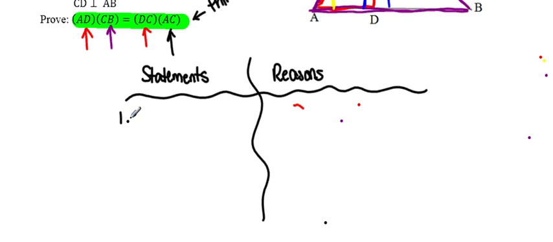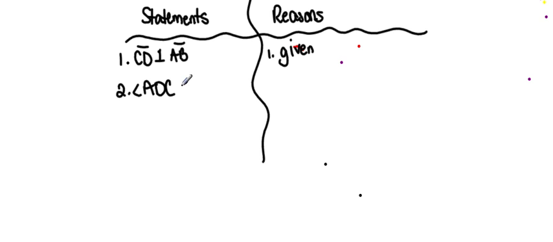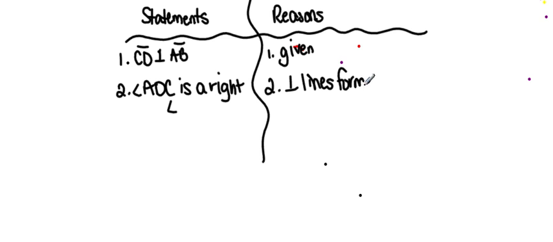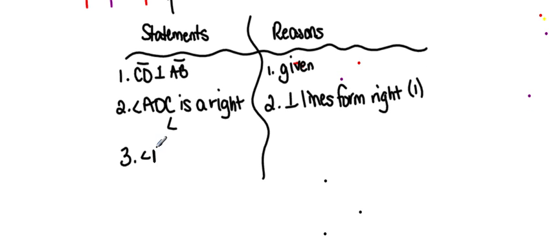All right, I'm going to start out by talking about those perpendicular lines. Those perpendicular lines are what gave me the right angles at point D. So I'm going to go ahead and say that angle ADC is a right angle. I know that because perpendicular lines make right angles. I'm going to cite statement 1, because statement 1 is where I had the fact that those two lines were perpendicular. They tell me in the problem that angle ACB is a right angle.